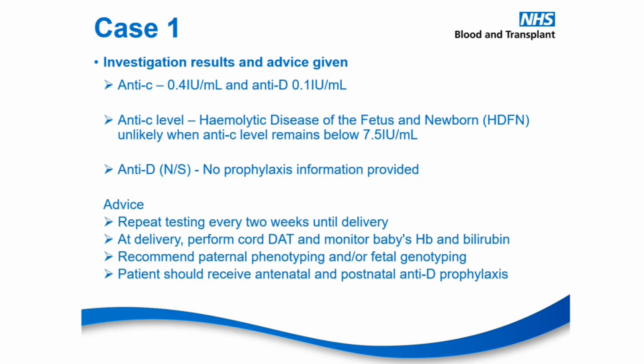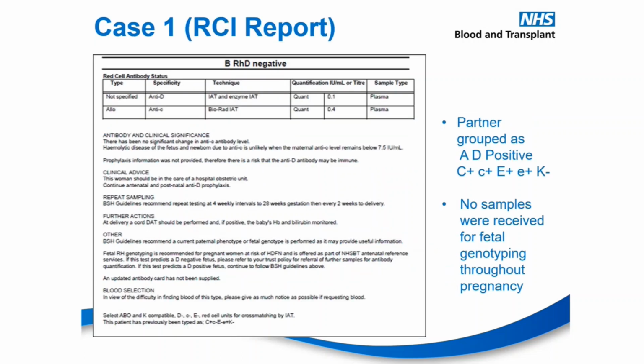Back to the clinical advice that we were given associated with this sample: the advice was to repeat every 2 weeks until delivery. Like I say, she's already passed the 28-week mark. And then at delivery, to perform the cord DAT and monitor the baby's HB and bilirubin. We would still recommend paternal phenotyping and/or fetal genotyping, and that the patient should continue to receive antenatal and postnatal prophylaxis, whilst we haven't got that information around whether this is an allo or not specified antibody due to prophylaxis.